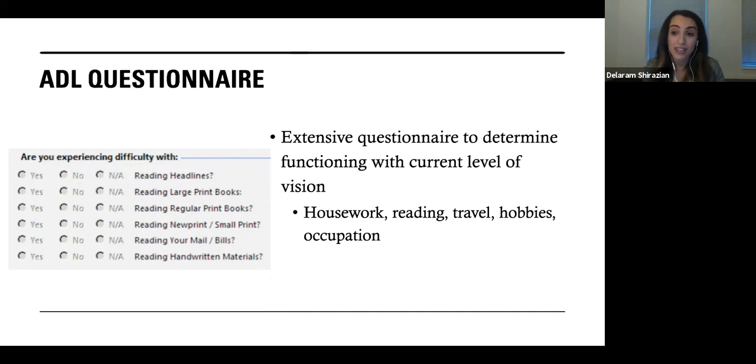We ask about how you're getting around. So here in New York City, do you take public transit? Are you driving? Do you feel safe doing so? And can you do that by yourself? We also want to know your hobbies. So it's not just about what you do every day, but what you like to do as well. And lastly, your occupation. If you're currently working or in school, that's also important for us to know because we want to make sure that you're able to do that with the level of vision that you have.